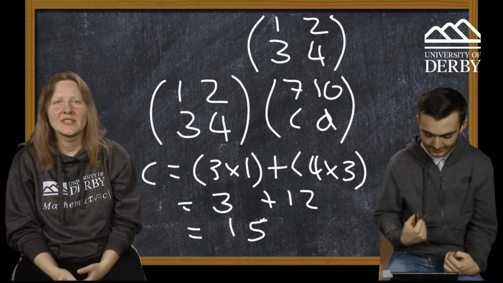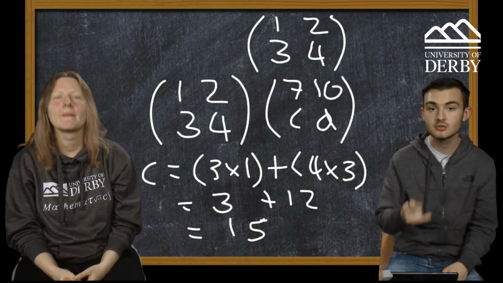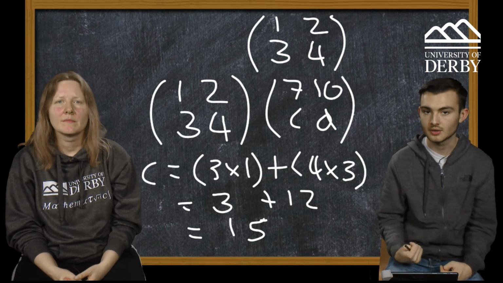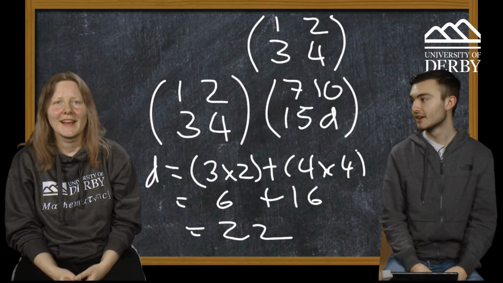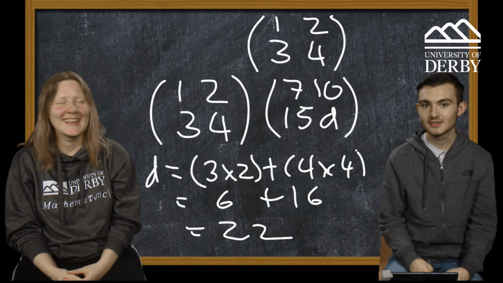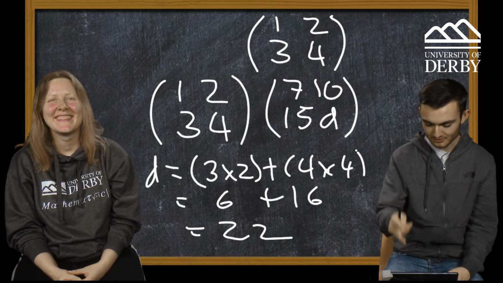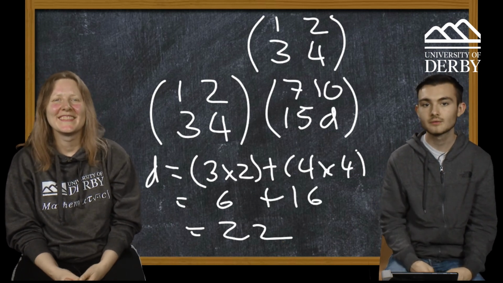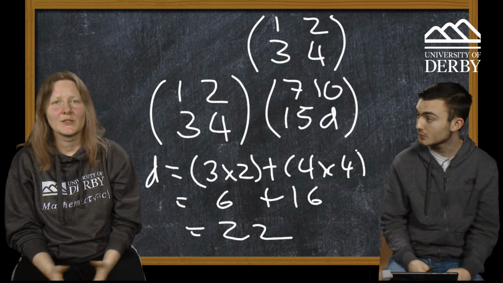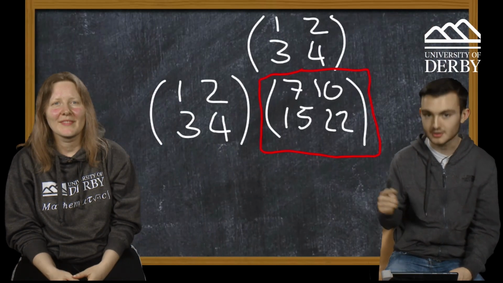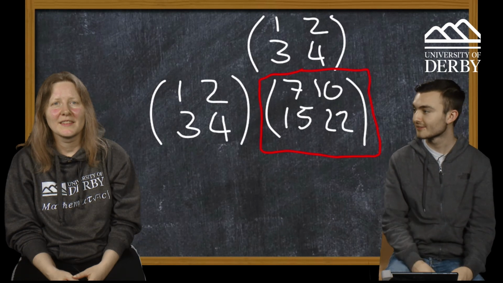So we're doing C. Pick up 3 and 4, drop it through. 3 times 1 plus 4 times 3 gives us 15. So we've got one final one to do, and we're nearly there. We pick up 3 and 4, drop it through the right-hand column, so 2 and 4. We get 3 times 2 plus 4 times 4, 6 plus 16, which is 22. That looks like it's done to me.